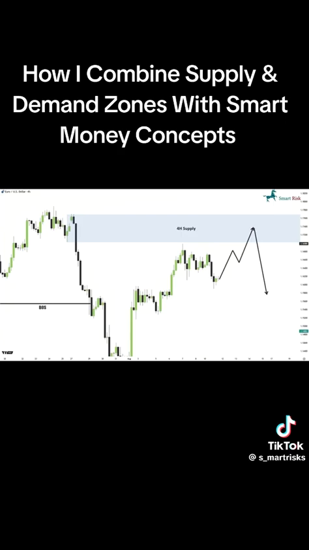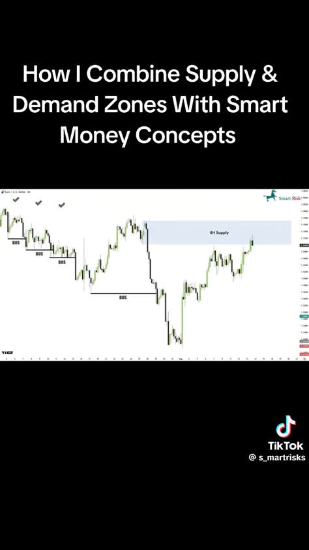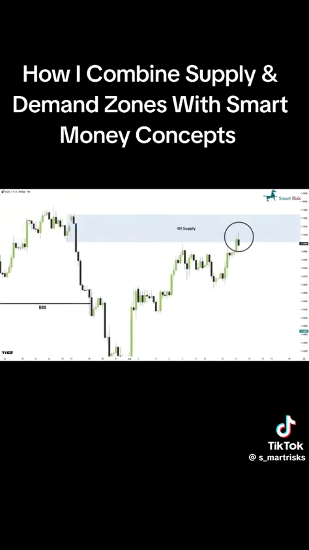The next step is simply to wait for price to tap into this 4-hour unmitigated supply. Now let's unfold the chart and see what happens next. As you can see, price pushed higher and tapped directly into the 4-hour supply zone. So now, all the criteria we were looking for are in place: a strong downtrend with multiple bearish BOSs, a clear break of structure on the 4-hour chart, and a fresh, unmitigated supply zone formed at the extreme, now tapped by price.